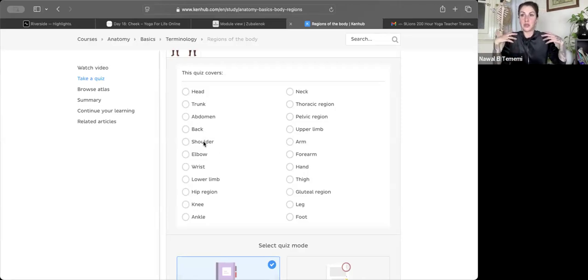The shoulder is also part of the back. So these parts are overlapping and not necessarily isolated or segregated.